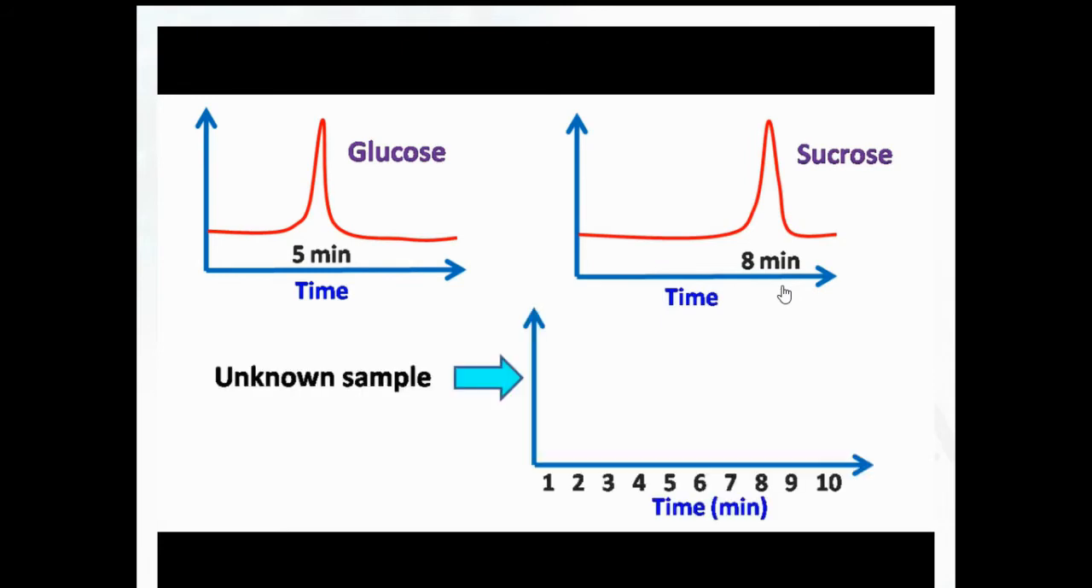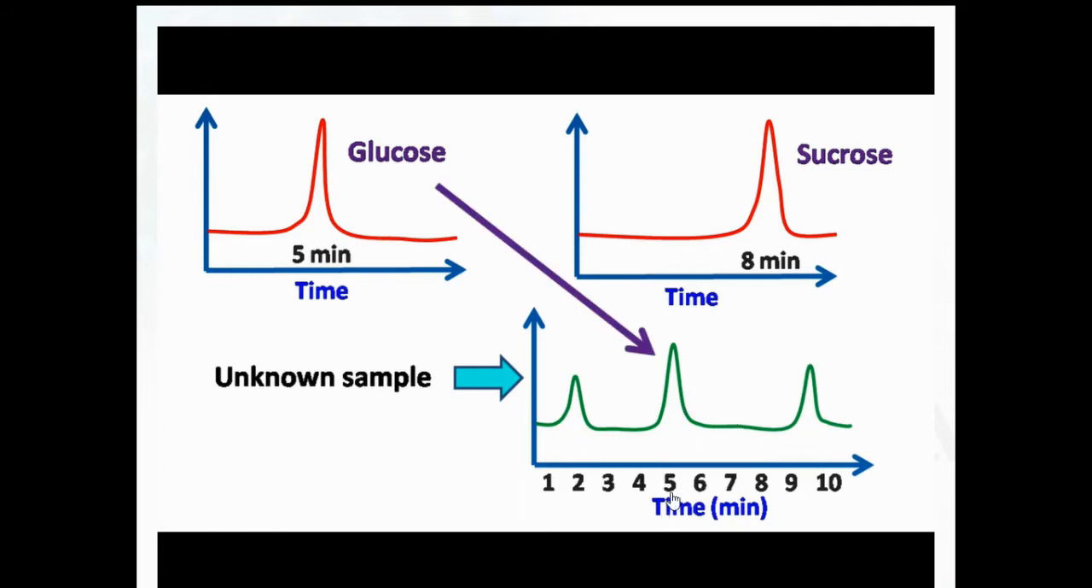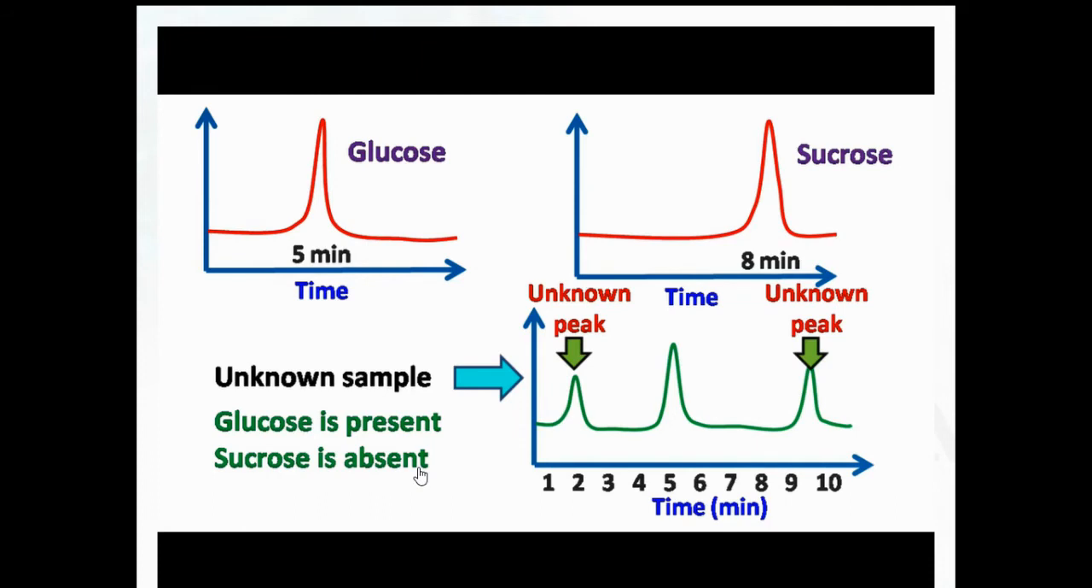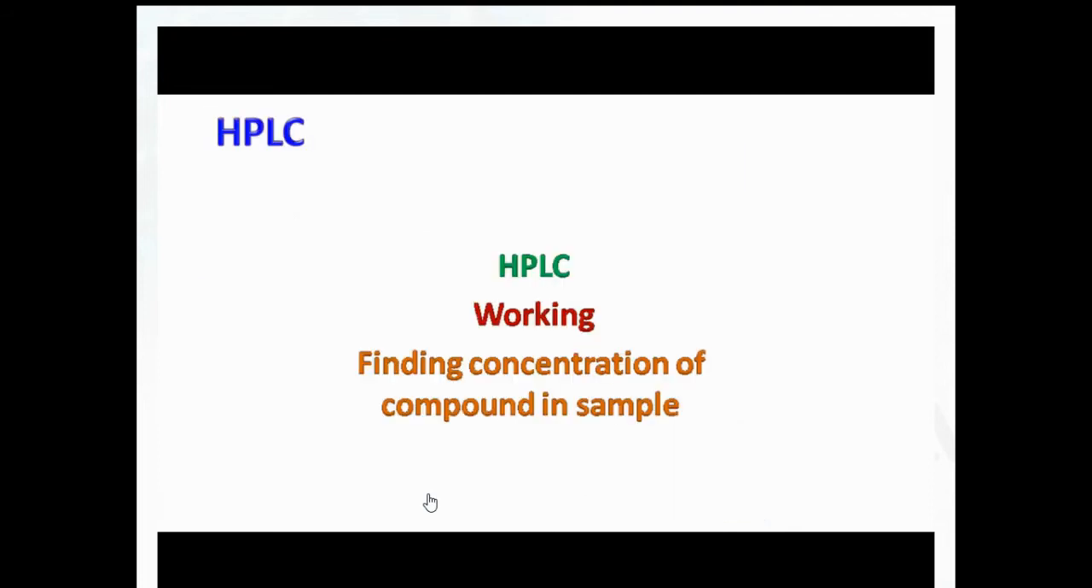Now if we have an unknown sample and we run the HPLC of that unknown sample, suppose this is the peaks we get. At 5 minutes, the peak corresponds to glucose. So we can say that glucose is present in that sample, whereas there is no peak at 8 minutes. That means sucrose is absent. Only glucose is present, and the unknown peaks we can detect by comparing with the other standards. So this is how we find out the components present in an unknown sample through HPLC.